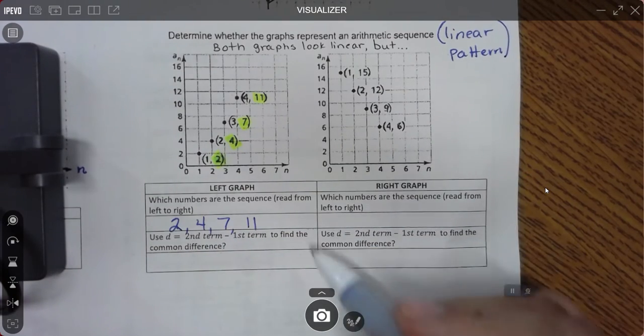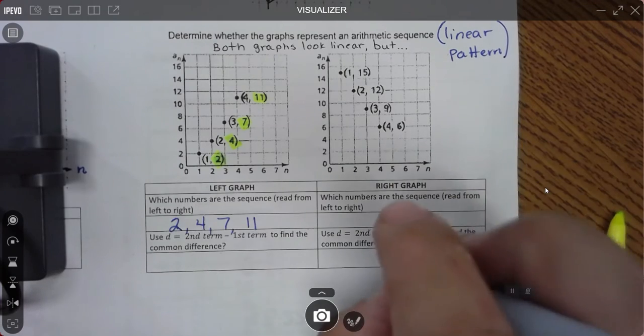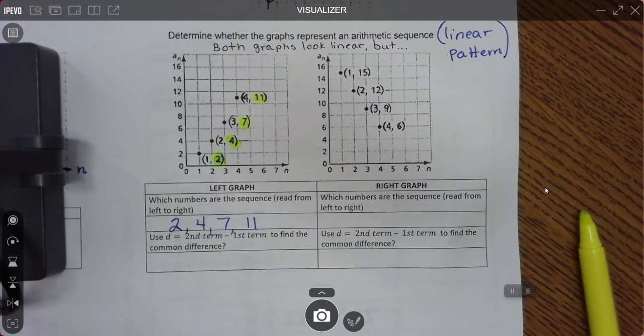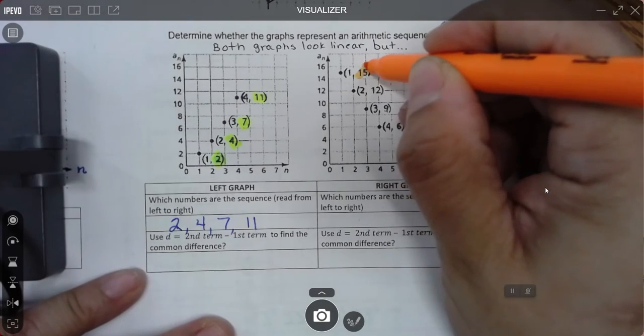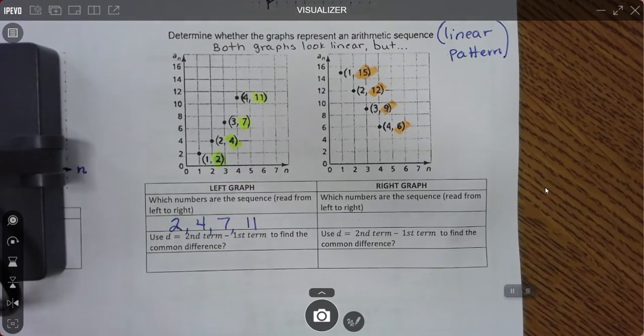All right, can you do the same for this other diagram here? On your own, without saying it out loud, just write down the sequence numbers. Just do the same thing that we did. All right, so you should have written 15, then 12, then 9, and then 6.